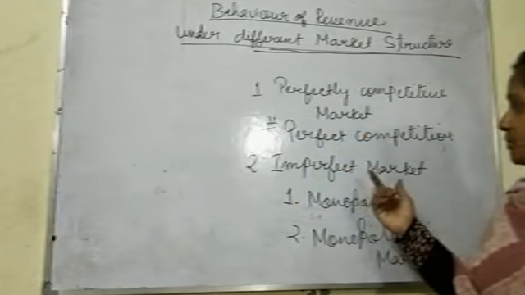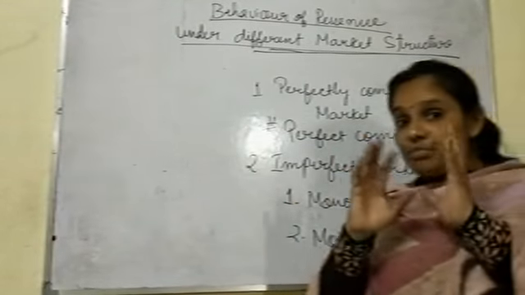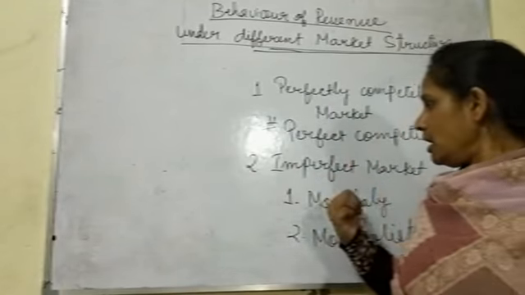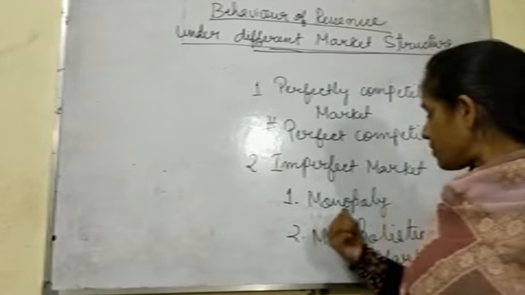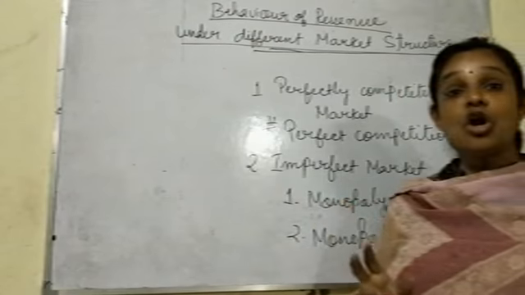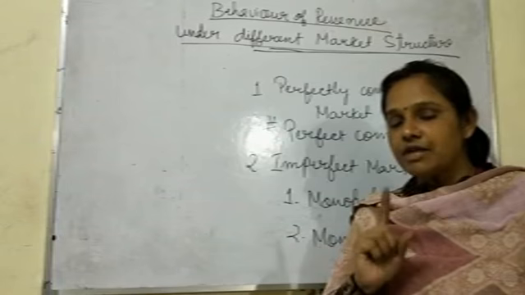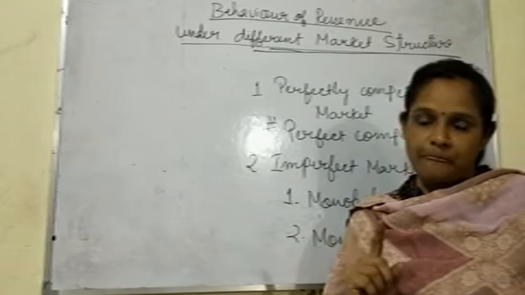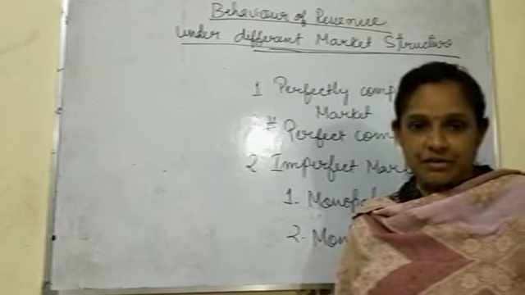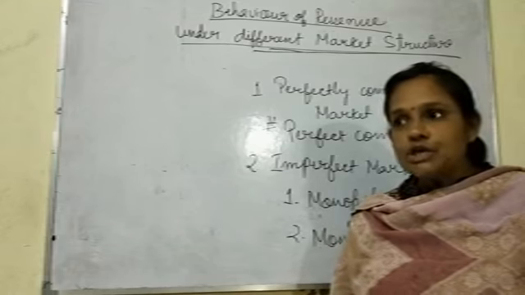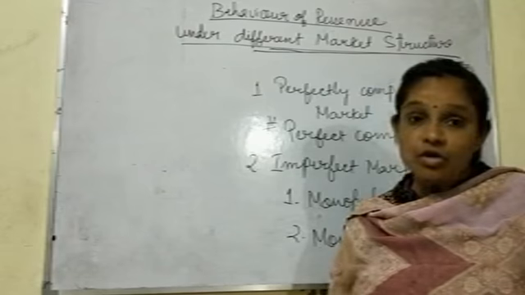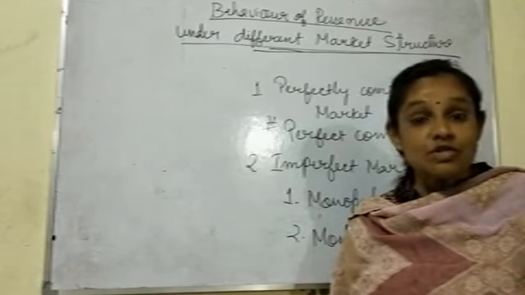Now let me explain to you about the imperfect market. Let me give you a brief idea about the market, then tomorrow I will continue, then you will be able to understand. Imperfect market means monopoly market and monopolistic market. Now first understand what a monopoly market is. A monopoly market is a market where there is a single seller. Only one seller exists and a number of buyers. Is it clear? So a market where there is only one seller of a commodity. That's why it is called monopoly.